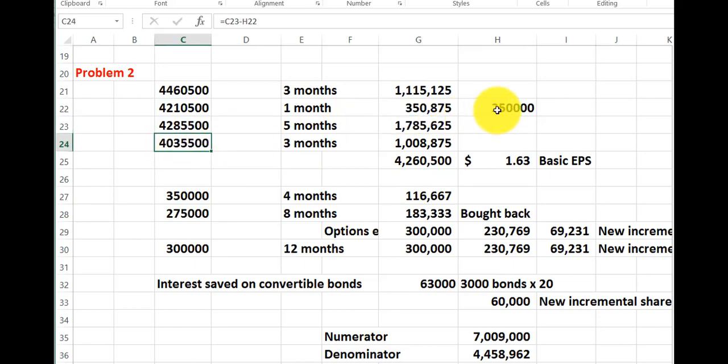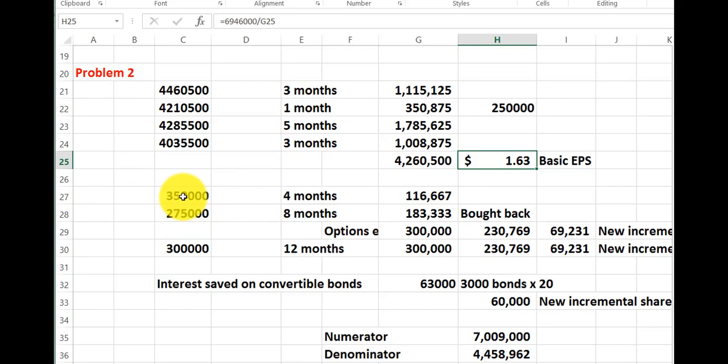Then we buy another 250,000 shares out of the market, so our number of shares outstanding goes down by that amount, and that's the case for the rest of the year, October, November, December, 3/12, and we multiply that, and we add all those up, we get 4,260,500. So we're dividing net income, no preferred dividends to worry about, net income divided by this denominator, or WASO, is $1.63 per share.